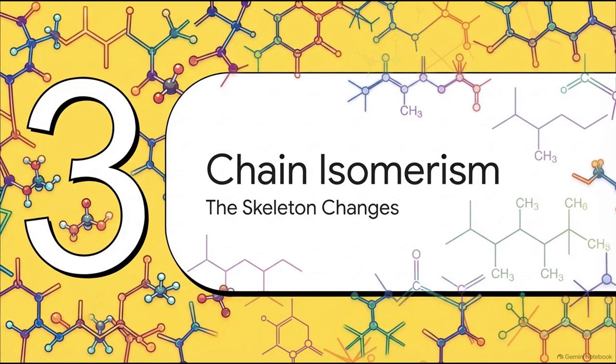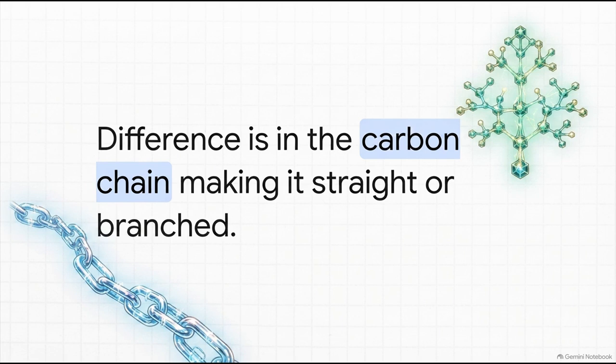Section 3. Deep dive into chain isomerism, where the skeleton changes. Let's take a much closer look at this first main category of structural isomerism. This is where the big difference lies in the fundamental way the carbon atoms connect to each other. Chain isomerism, which you might sometimes hear called nuclear or skeletal isomerism, happens when the actual carbon chain itself changes shape. Think of the carbon atoms as the spine or the skeleton of the molecule. In chain isomerism, we're changing whether that spine is just one long continuous straight line or whether it branches out in different directions, kind of like a tree.